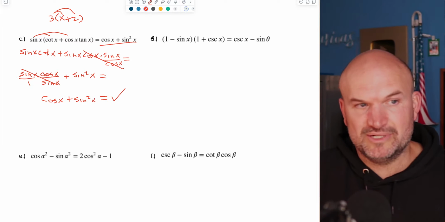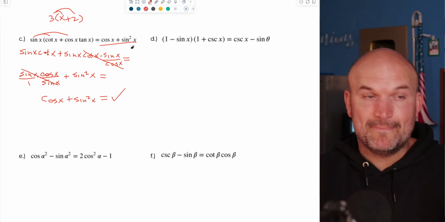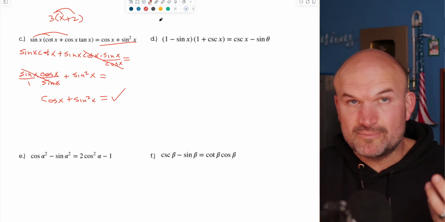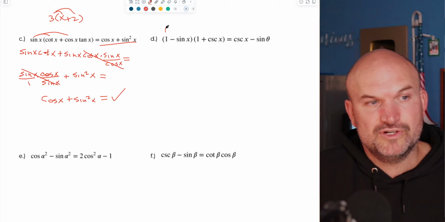Now that's the distributive property. Remember, when you have a binomial, we think about FOIL, right? A binomial times another binomial, think of FOIL. You could do first.